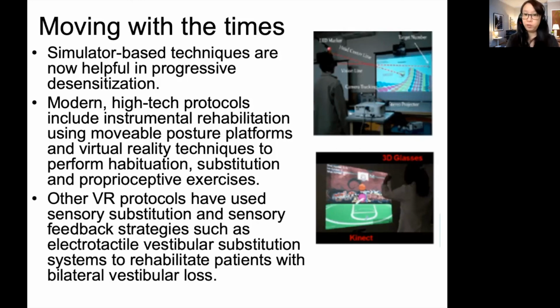There are other virtual reality protocols which use sensory substitution and sensory feedback strategies, such as electrotactile vestibular substitution systems to rehabilitate patients with bilateral vestibular loss. Because remember, those with bilateral loss, they cannot feel themselves moving, right? But you can actually maybe wear a belt where if you go backwards and they touch the belt, then it gives you a vibration and it tells you to move forward again. All right. So there are belts which help you with this kind of rehab feedback.